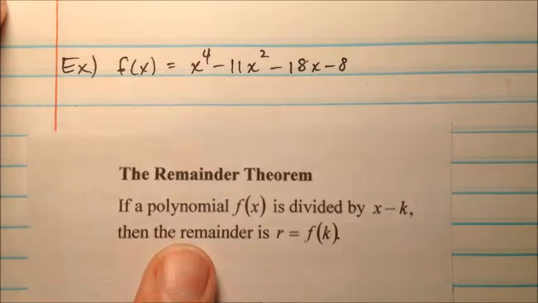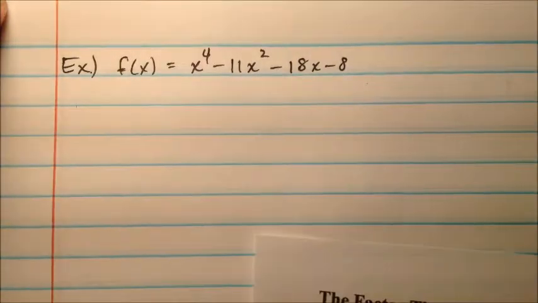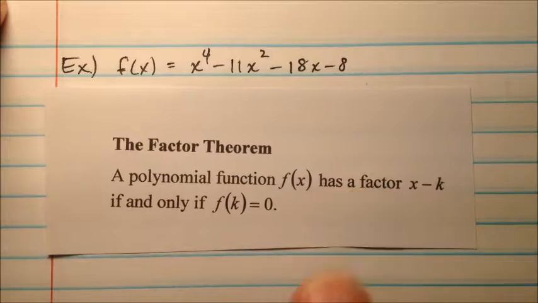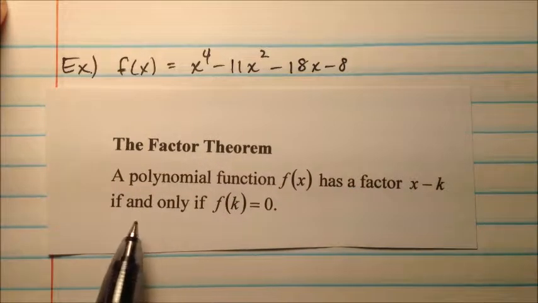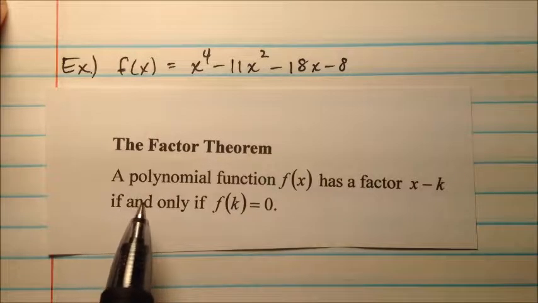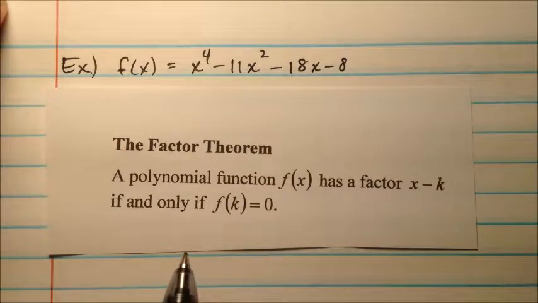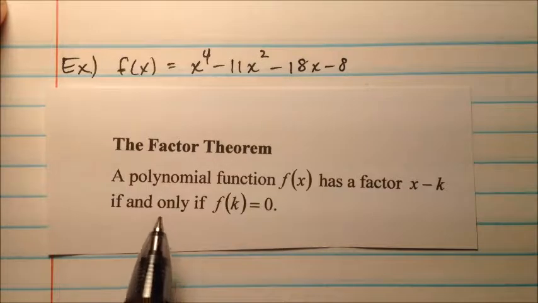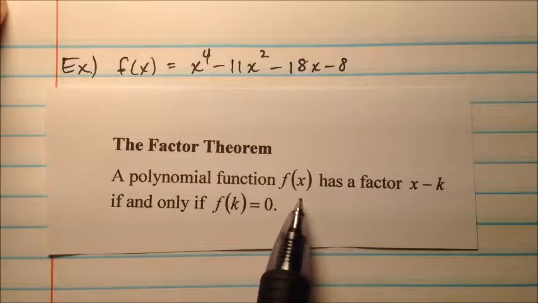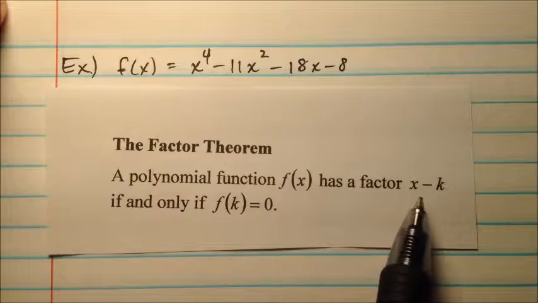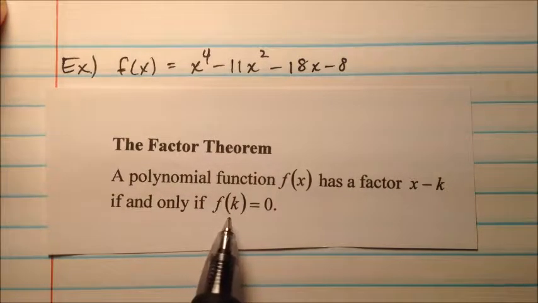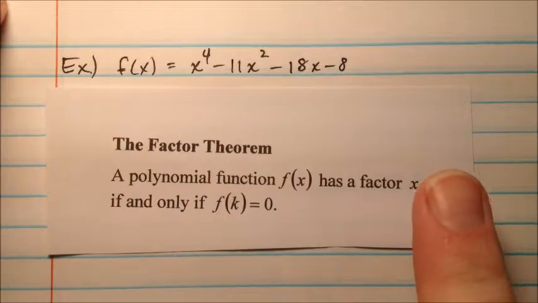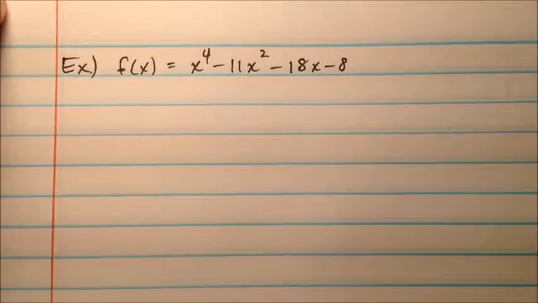Okay, so let's think about the special case where, when we evaluate the function, it's 0. That means the remainder is 0, and if the remainder is 0, it means it's a factor of the polynomial function. So the factor theorem is a special case of the remainder theorem. It leads right from it, and it says a polynomial function f of x has a factor x minus k if and only if when we evaluate the function at k we get 0. So let's take a look at what an example might look like for this.